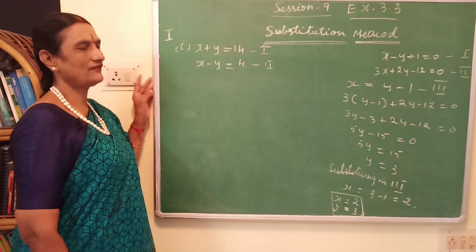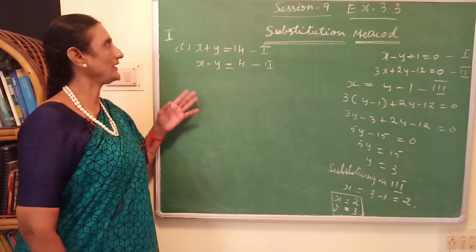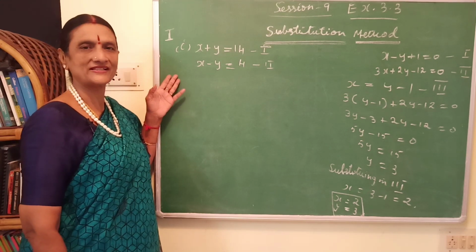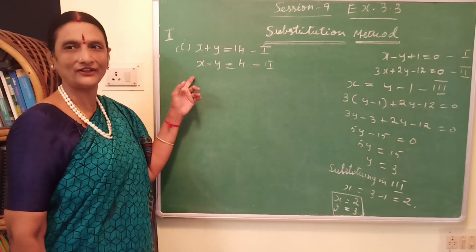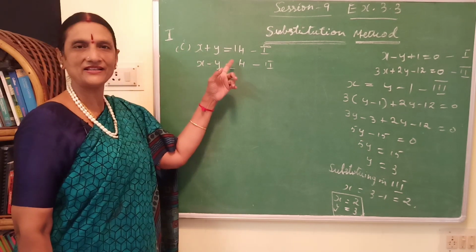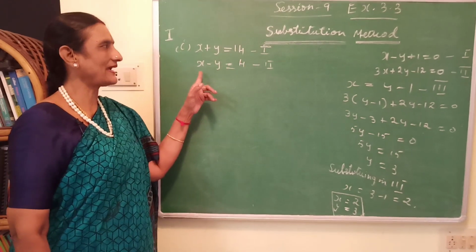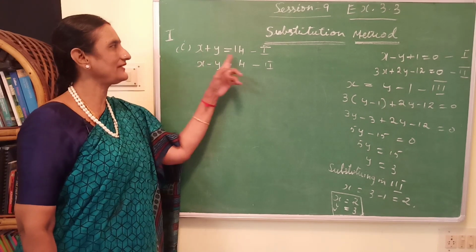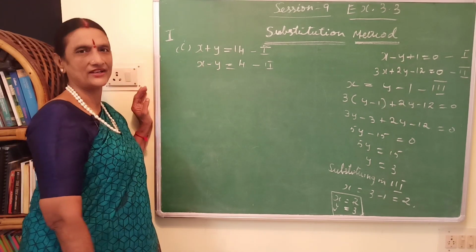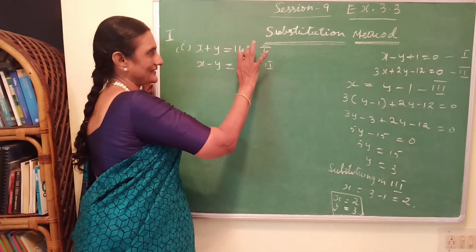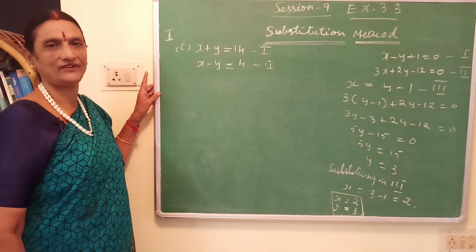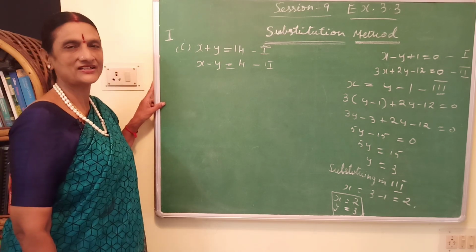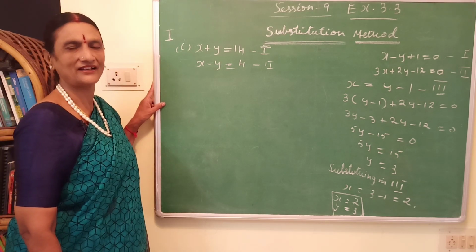Okay, now we will apply this method for the first subdivision in exercise 3.3. Please write down the two equations: x plus y is equal to 14, x minus y is equal to 4. You give them the numbers as 1 and 2. Don't mistake that it is a negative sign. This is not a negative sign, it's simply a hyphen. We have to denote the equations first as 1 and 2. Is that clear to all of you?